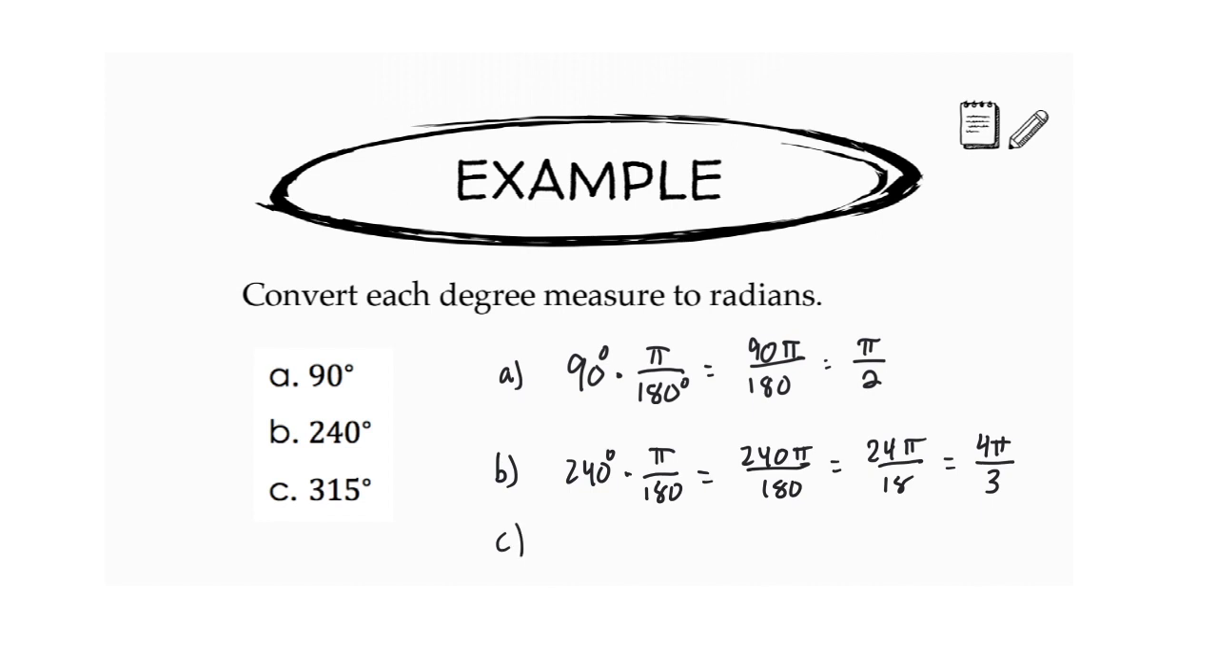Pause the video and see what you get. For 315 degrees converted to radians, you should get 7 pi over 4. If not, go back and check that you reduced the fraction completely.